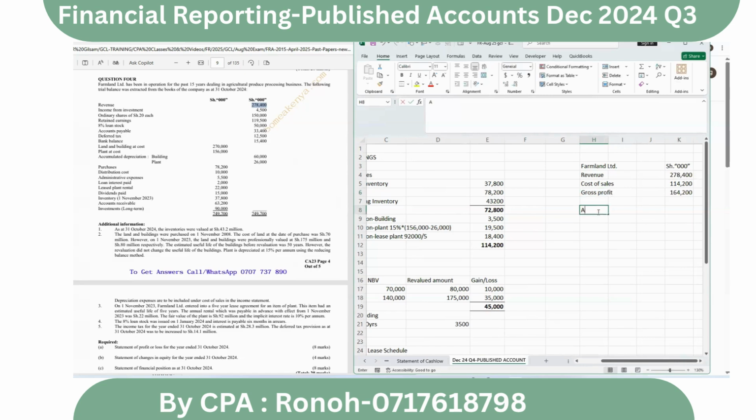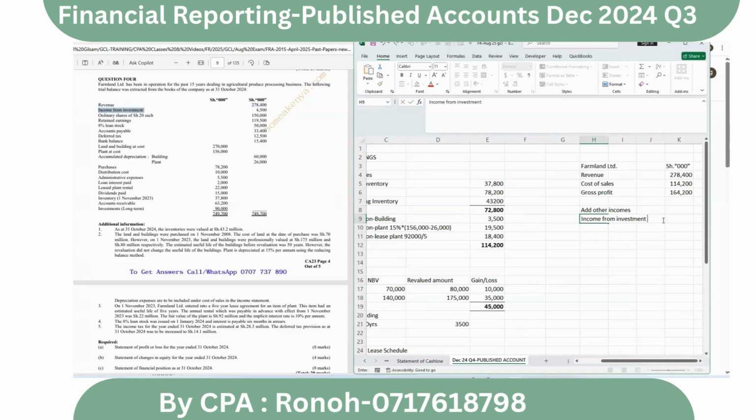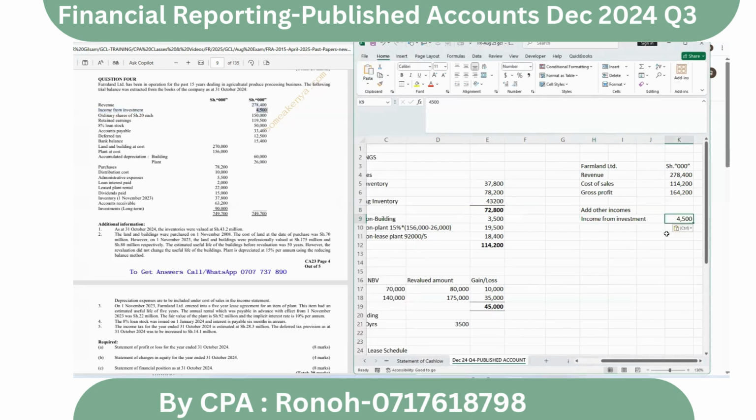Add other income. So for incomes, if you look here, there was something, investment income, 4,500. So get the total income.